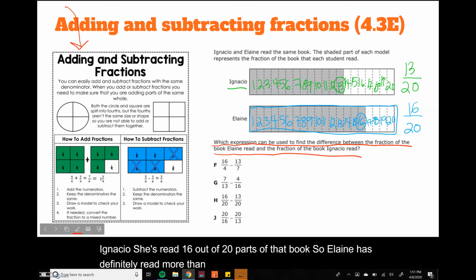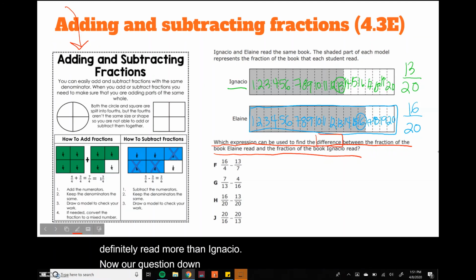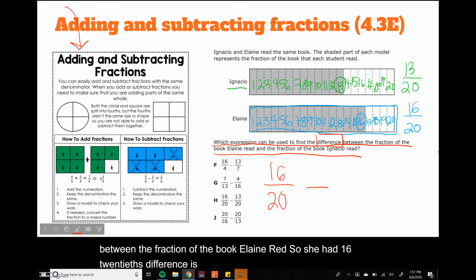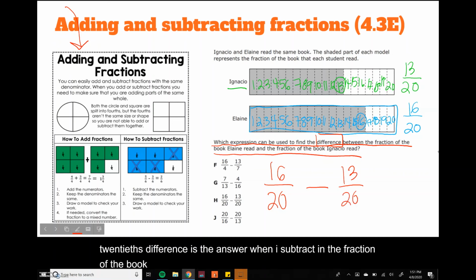Now our question down here asked us to find the difference between the fraction of the book Elaine read, so she read 16 20ths. Difference is the answer when I subtract, and the fraction of the book Ignacio read, 13 20ths. That matches answer H.